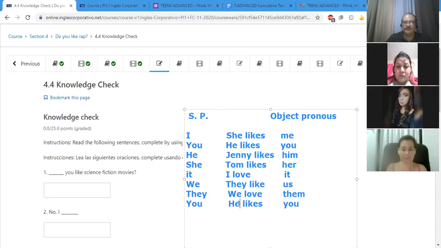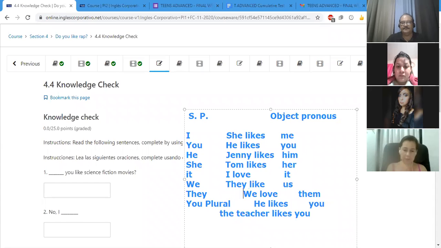He likes you can be, for example, the teacher. The teacher likes you. Okay. This you here is the plural. Okay, the plural. Then when you say the teacher likes you, is the group. Okay. Ustedes le caen bien al teacher. The teacher likes you. Okay, talking about plural. Hablando de un grupo. Right? Or only about one person. Questions about the object pronouns?